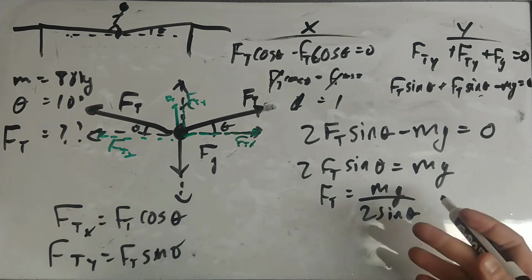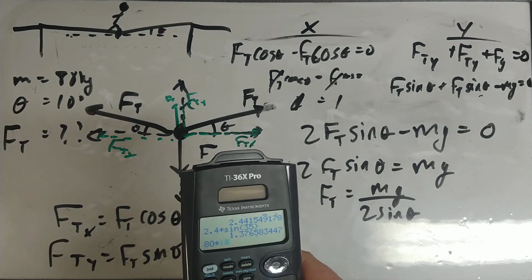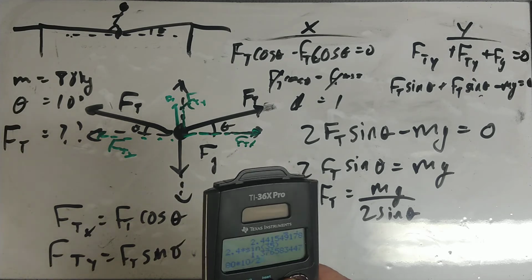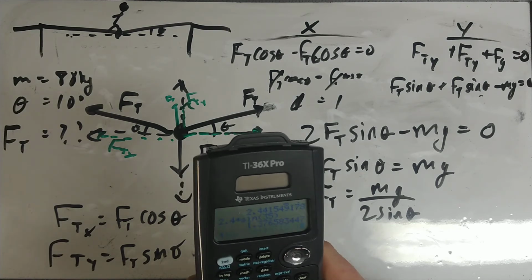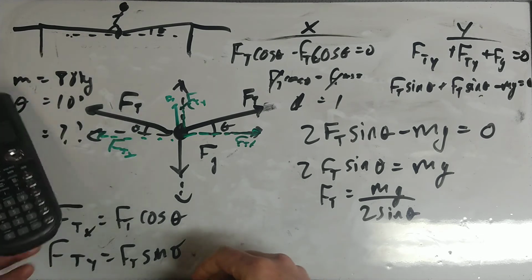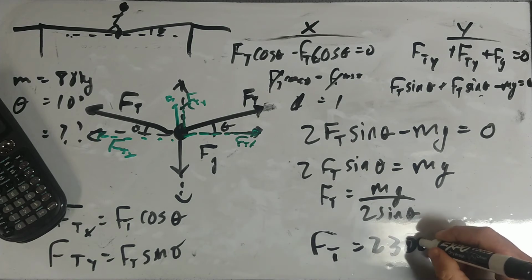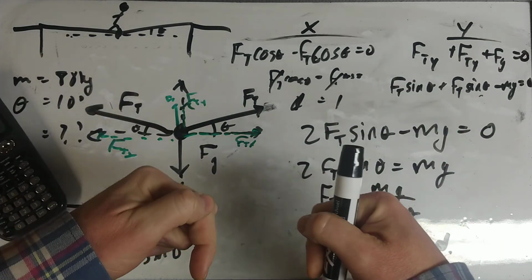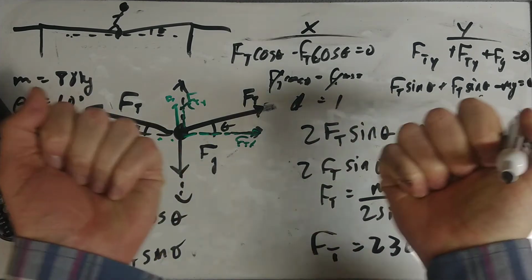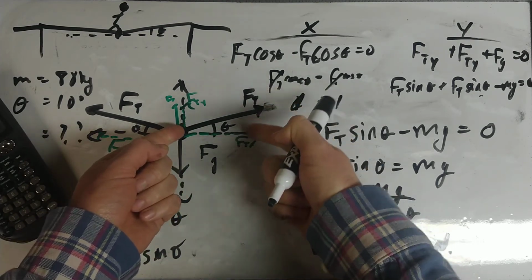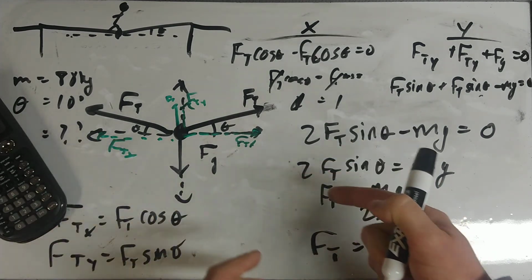And yeah, I could put the values in here. Let's see if I have a calculator. 80 times 10 divided by 2 times sine of 10, and it's a force of about 2,300 newtons. Pretty big force, you know, 800 newtons of weight pushing down on it. So you have to compensate that with the y components of the tension. The tension is going to be pretty big because the angle's pretty small. In fact, the smaller the angle, the greater that tension is going to have to be.